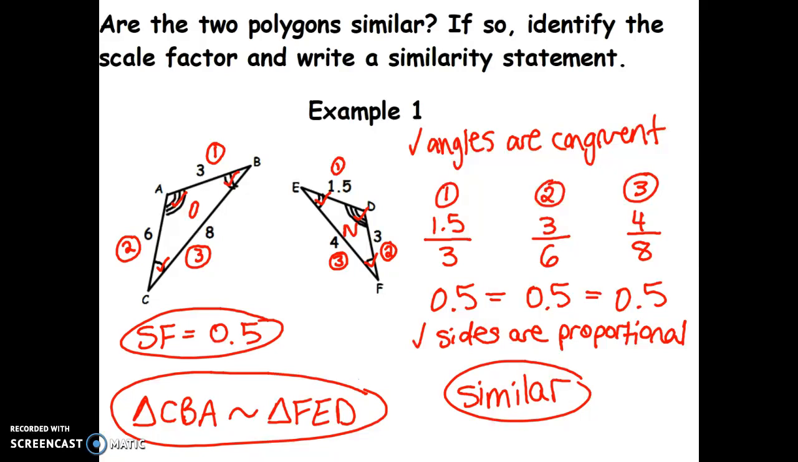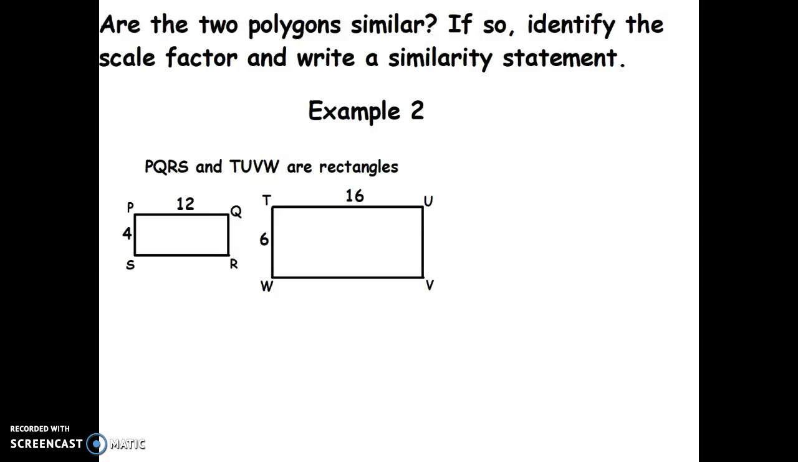All right. Let's go ahead and take a look at example 2. Example 2, we have two rectangles here. So as always, the first thing we need to check is the angles. Well, if you remember about a rectangle, all of the angles are 90 degrees. So let me just put my right angle marks because we know that all the angles are 90 degrees. So if all the angles are 90 degrees, then of course they are congruent. So we can check that part off. The angles are congruent.